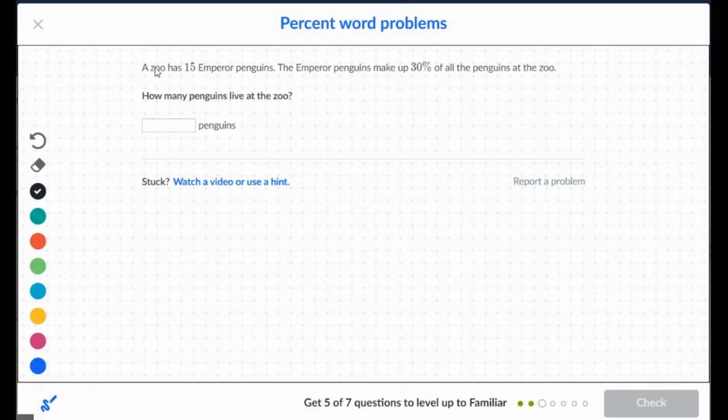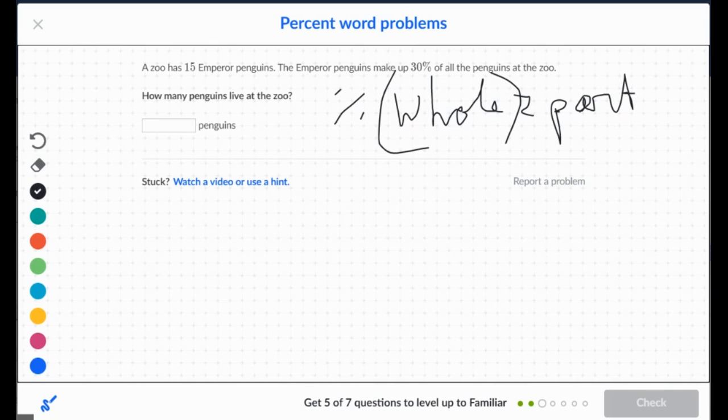In the next problem, it says a zoo has 15 emperor penguins. The emperor penguins make up 30% of the penguins at the zoo. So again, I have my percent times the whole is equal to my part. And it will be helpful if you're doing this with a piece of paper. So it says the zoo has 15 emperor penguins. So that's not all of the penguins, it's just part of them. So that's going to be 15 here, equals the whole, which I don't know.